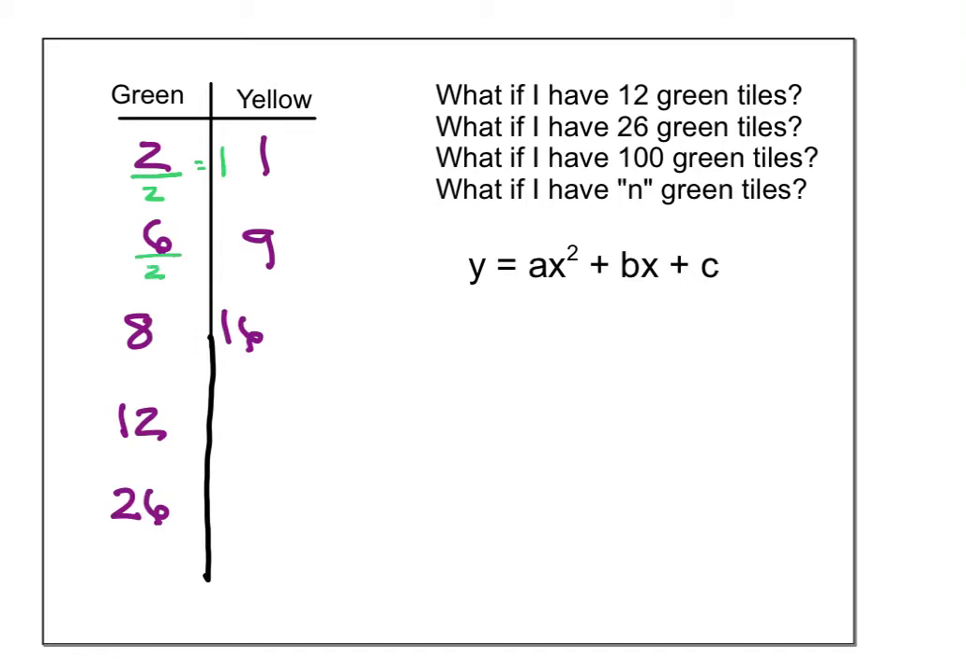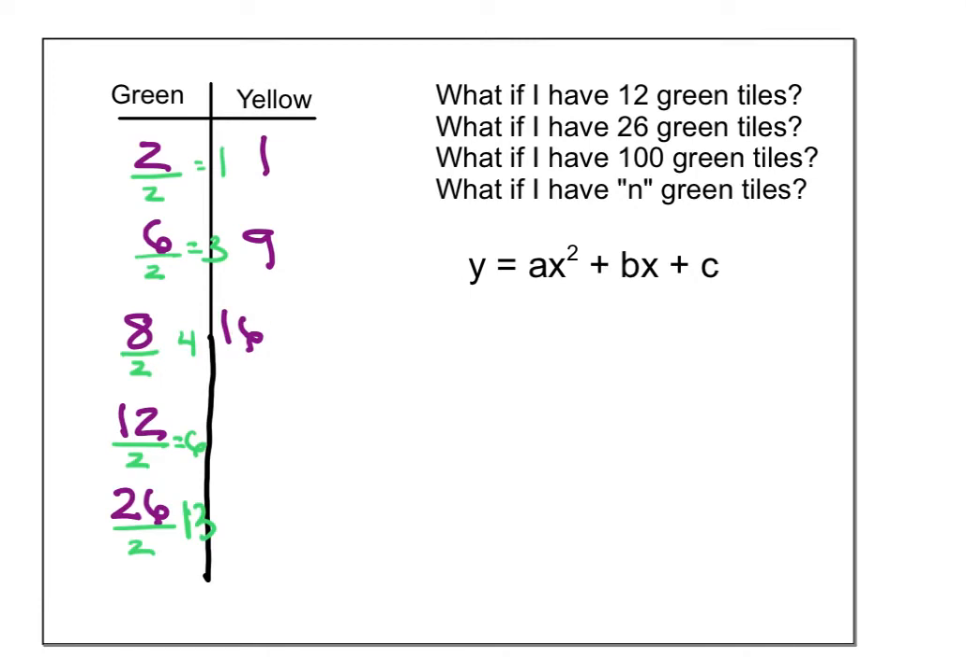What about this one? 6 divided by 2 is 3. That does not get me 9. 8 divided by 2 is 4. That does not get me to 16. 12 divided by 2 is 6. 26 divided by 2 is 13. Well, what could I do now? Is there any way I could get from here to here? 1 to 1, 3 to 9, 4 to 16.